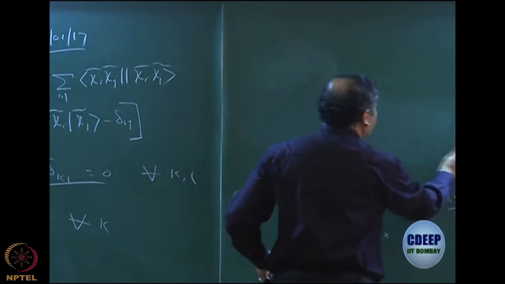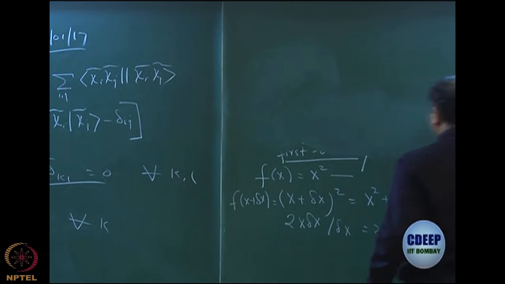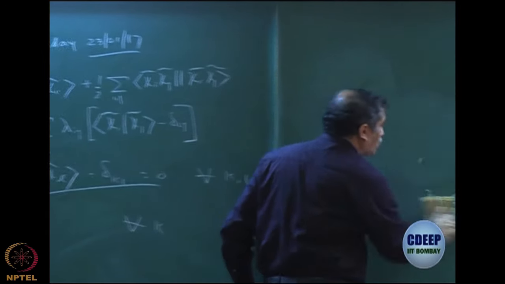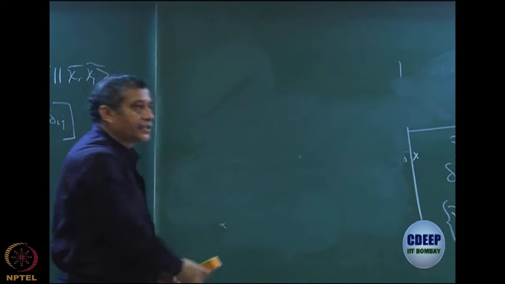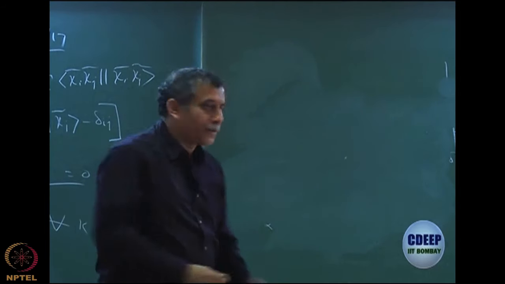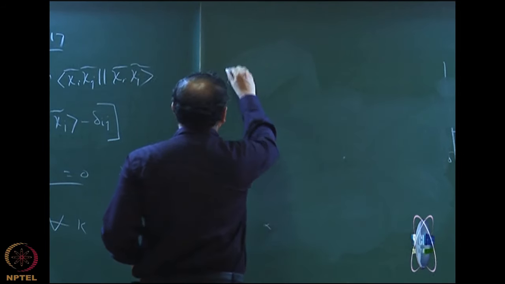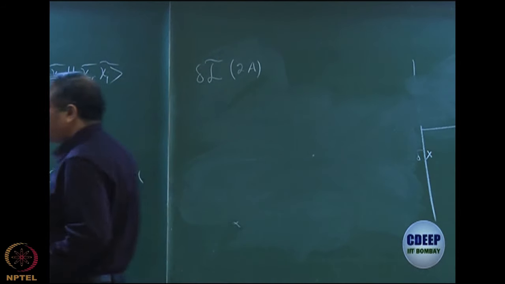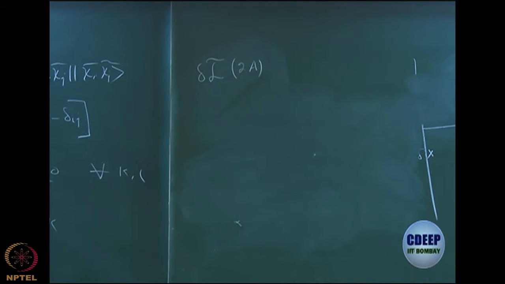Now let me go back to the second term. The second term is fairly complex, as you can see. First of all, the second term has two terms. It is not one term, it is the Coulomb and the exchange term. So let me write down delta L tilde and let me call this term 2A. So 2A is essentially the Coulomb term for the second.